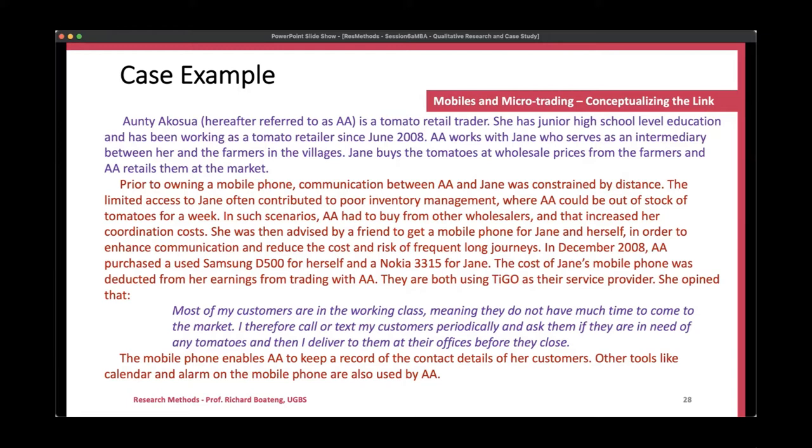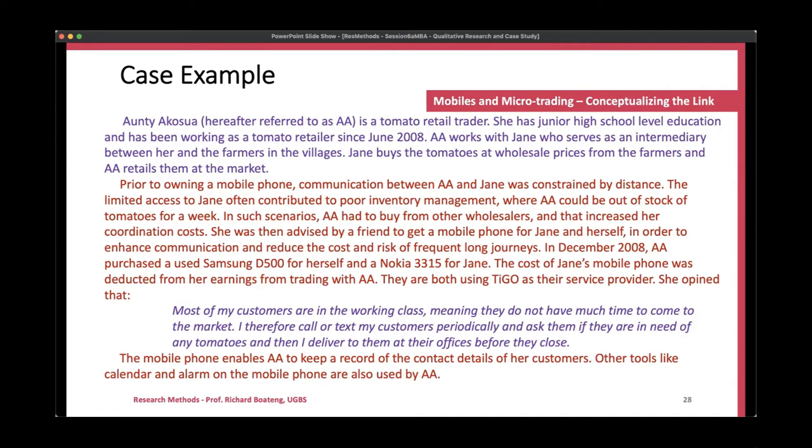Now, that paragraph you see there is what established the context. Remember, we mentioned that a case is studied within the social, the historical, and the temporal context. So they say prior to owning the mobile phone, now you can see that we have explained the context. The first one explained to a large extent more about the temporal context, or the way the organization works.